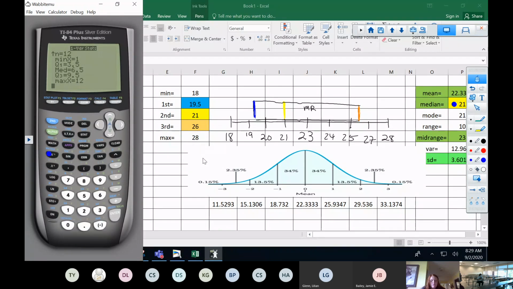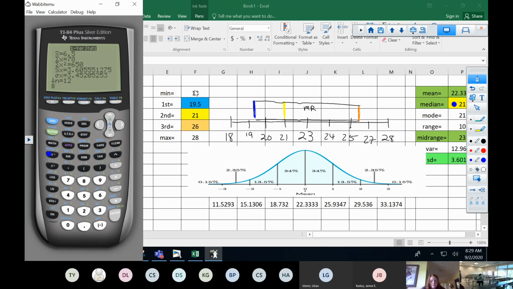3.5, 6.5, 9.5, and 12. 1 is your min, 12 is your max. Now you're going to have to calculate your mid-range for your box plot because it doesn't have it on there. So your mid-range is going to be 7.5, right? 12 plus 1 over 2, which is 6.5, right there at your median.